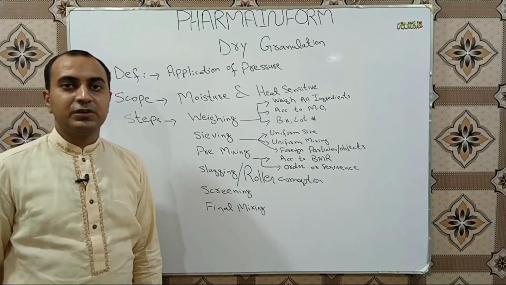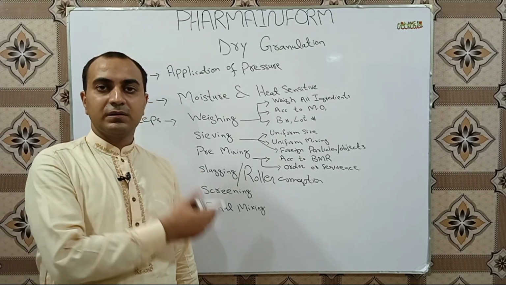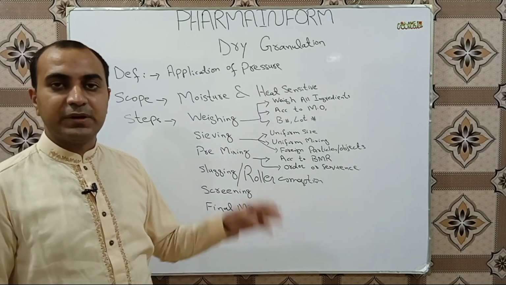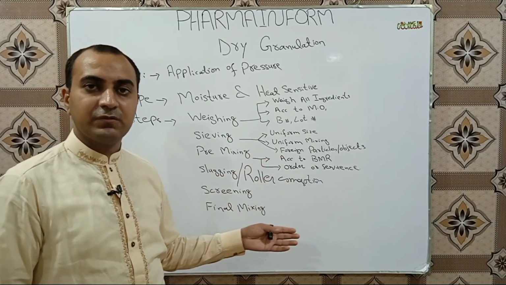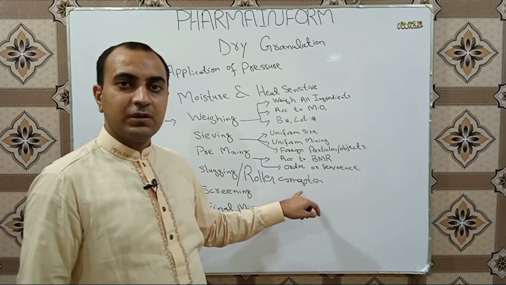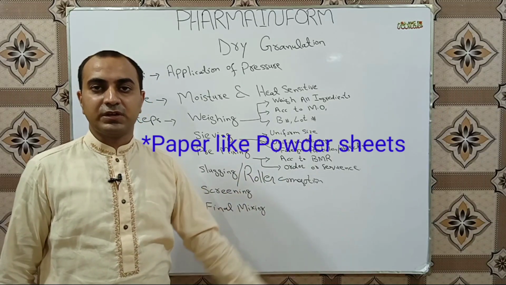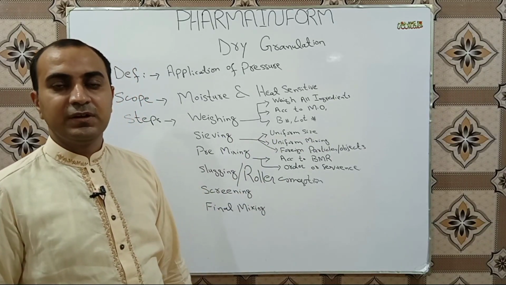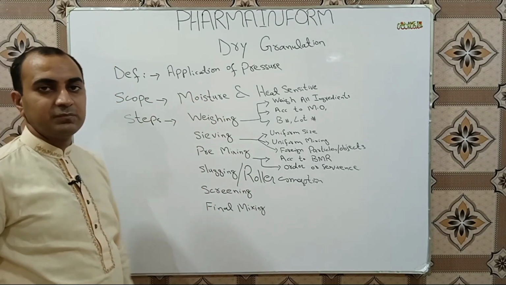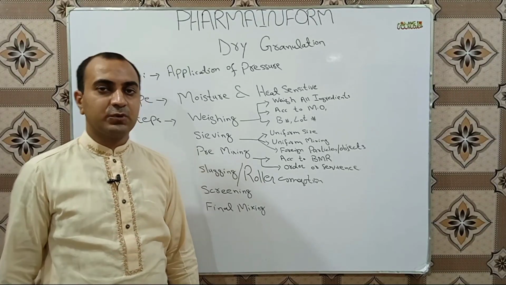We will discuss the steps of dry granulation in detail, so you can now easily understand. In dry granulation, by the application of pressure our powders are converted into slugs, or by using a chilsonator into paper sheets, which are later on screened and sieved and converted into granules. So it was a simple definition, or simple explanation, of the dry granulation process.